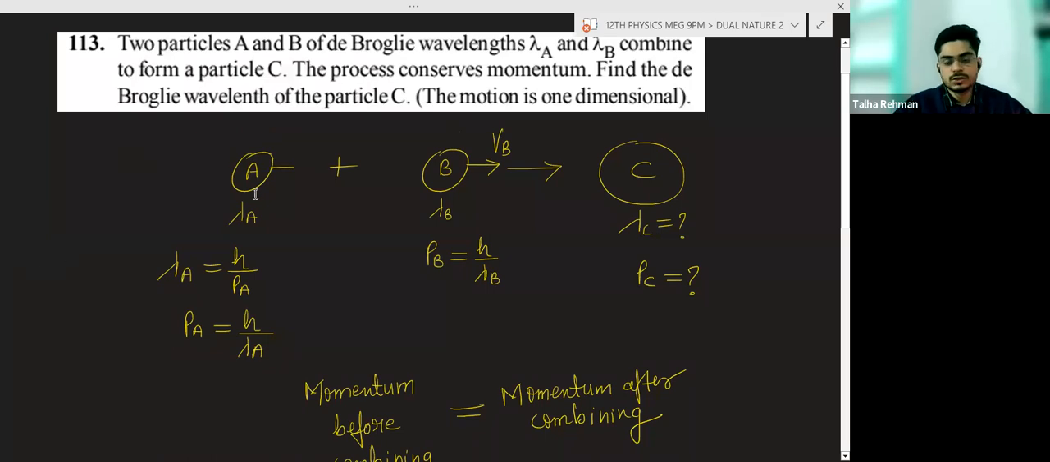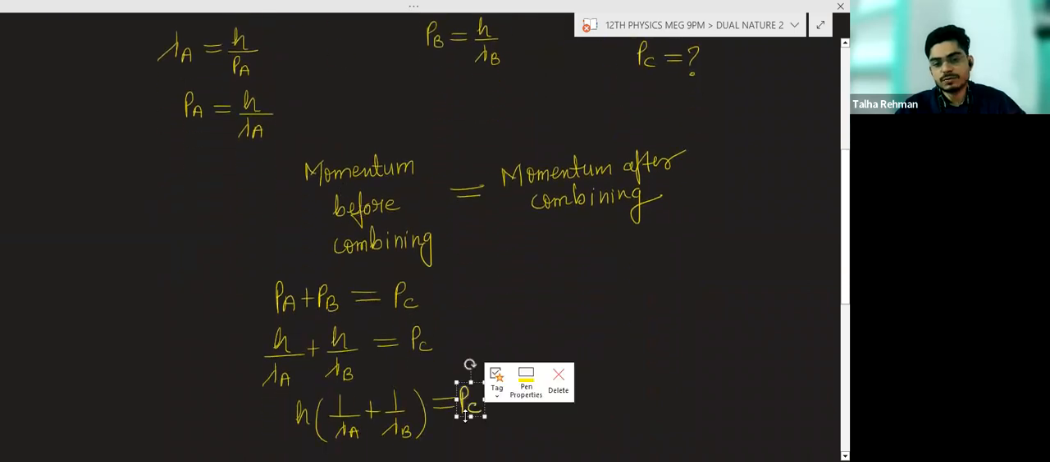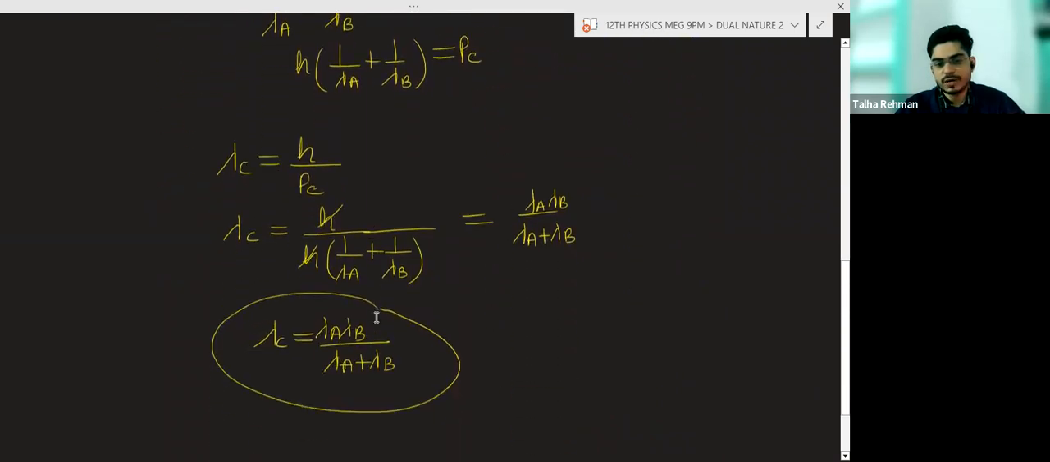Okay. So this is particle A having the wavelength lambda A. From this lambda A, you can find the momentum of A initially. From this lambda B, you can find the momentum of B initially. Finally, they are combining and becoming one. So the final momentum will be the momentum of particle C. You can find the momentum of particle C because momentum is conserved. The momentum of particle C will be the sum of the initial momenta. So you will get the momentum of C, and you can find the wavelength.